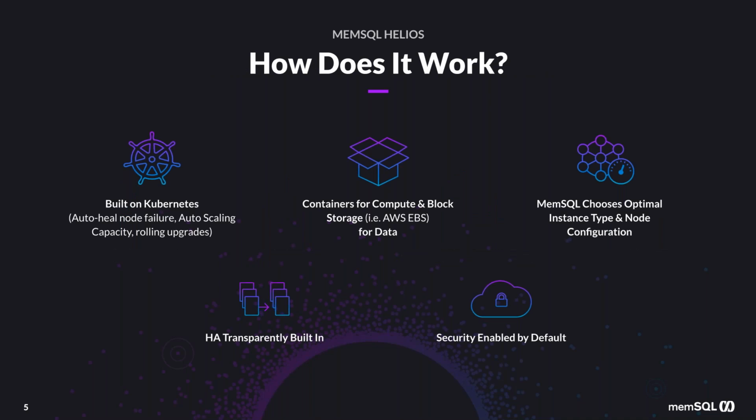So how does Helios work? Helios is built on Kubernetes, so any of those features and functions that you're familiar with from a Kubernetes perspective are baked into how we deploy MemSQL Helios, such as auto-heal node failure, auto-scaling, rolling upgrades, etc. We use containers for compute and block storage for data like AWS EBS. High availability is transparently built into MemSQL Helios, so you have to do nothing extra for high availability. And MemSQL Helios has TLS security enabled by default within the platform.